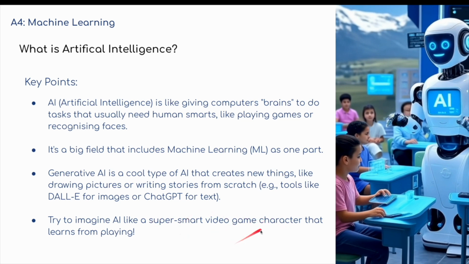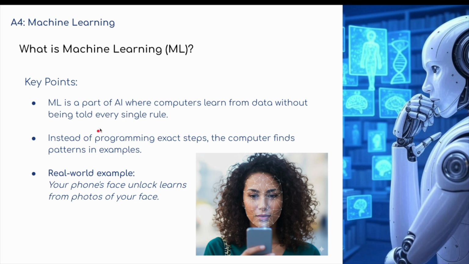Try to imagine AI is like a super smart video game character that learns from playing. The more you play, the more the character learns what to do and which way to go. But what is machine learning? Machine learning is part of AI, which is what we looked at previously on the circular Venn diagram, where computers learn from data without being told every single rule. Instead of programming exact steps, the computer finds patterns in examples. A real-world example might include your phone's biometric face scanner, which learns from photos of your face. Okay, the more you scan your face, the more it sees photographs of your face, the more likely it is to be accurate in terms of when and how it unlocks your phone.